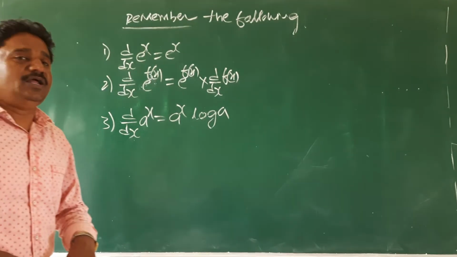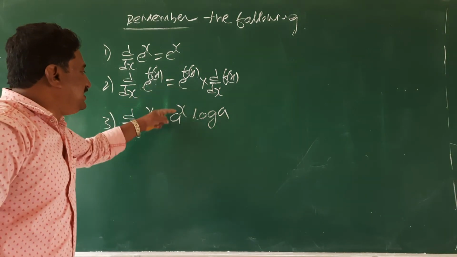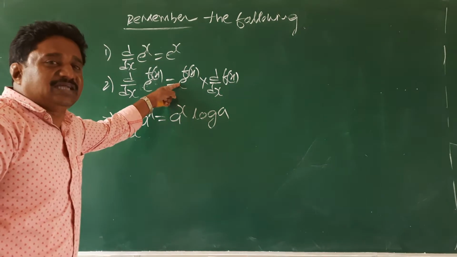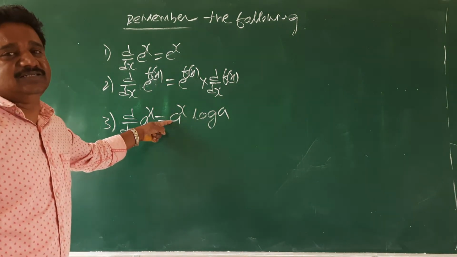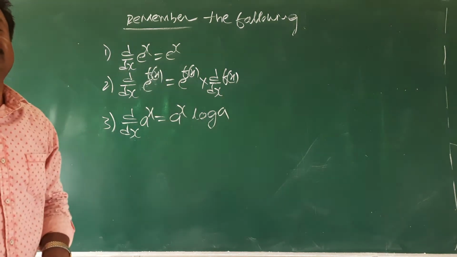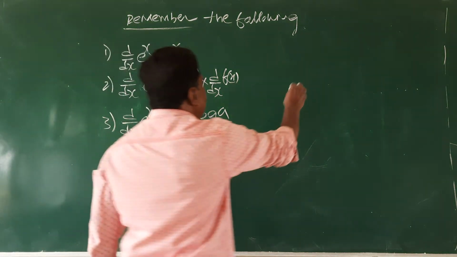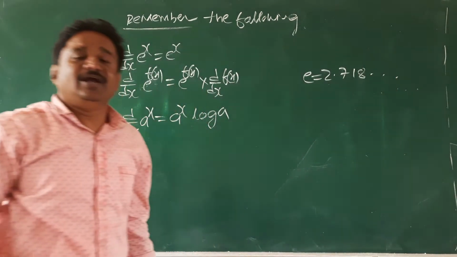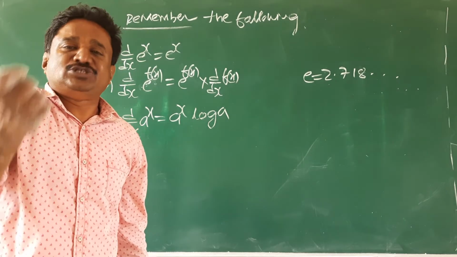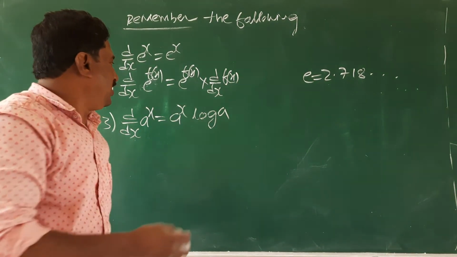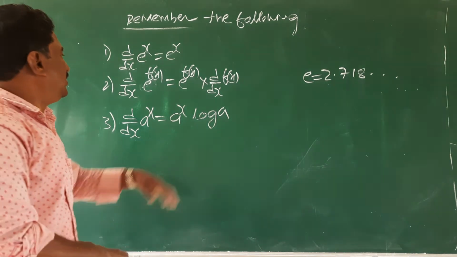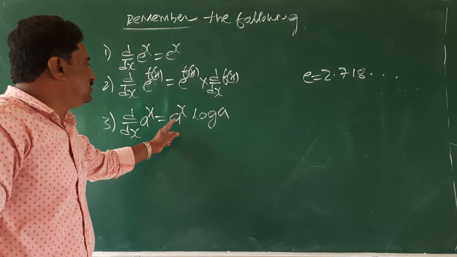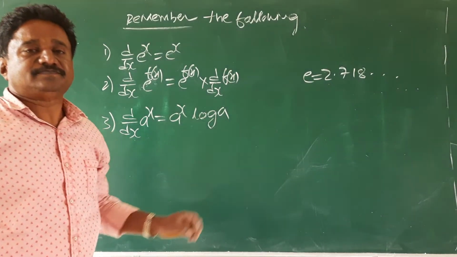I told you the difference: e is constant, a is also constant. E is a standard constant, a is a general constant. Standard means known quantity. What is the value of e? 2.718 and so on, a standard value. So if it is the standard constant, differentiation of e power x is e power x. Differentiation of a power x is a power x into log a.